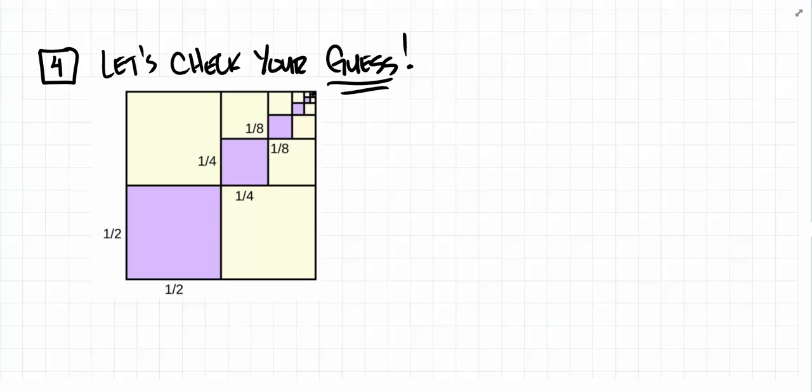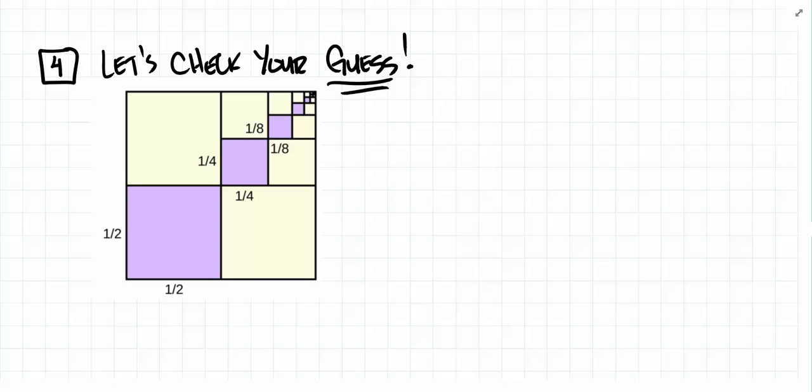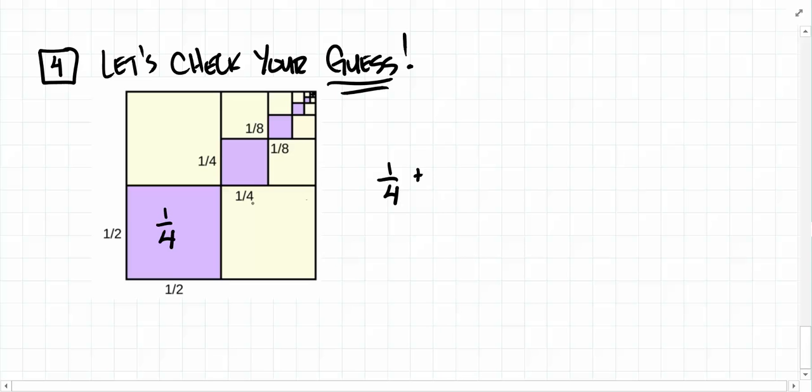Okay, box number 4, let's check your guess. So hopefully you remember what it was. I do want you to realize that the purple area is all of this area here, and all of that area there, and that area there, and that area there, and so on and so forth. Well, the area of this would be 1/2 times 1/2 makes 1/4. So I have 1/4 for my very first term. 1/4 times 1/4 makes 1/16. So I want to add that to 1/16 times 1/4 would give me 1/64, and I would keep adding on, so on and so forth, all the way down to infinity.